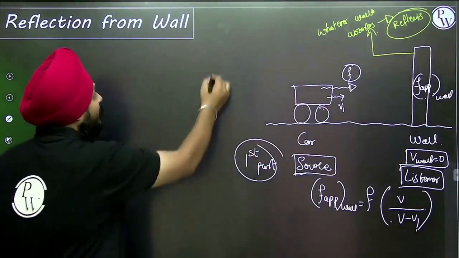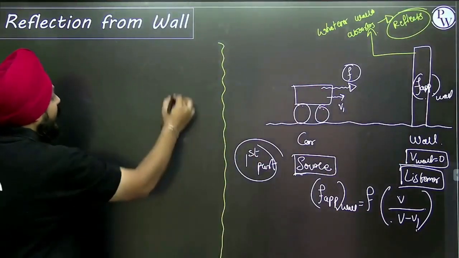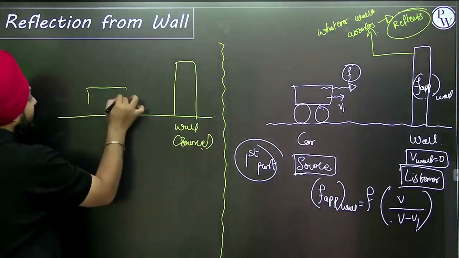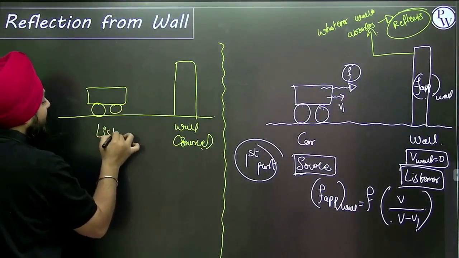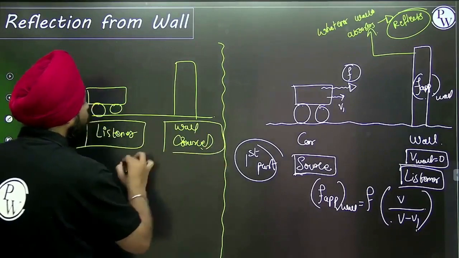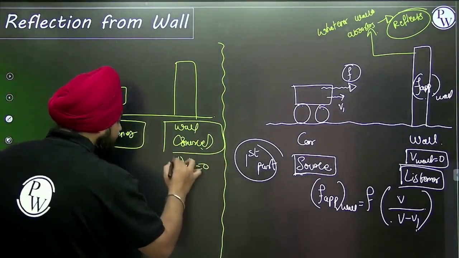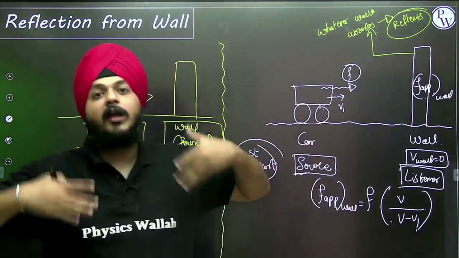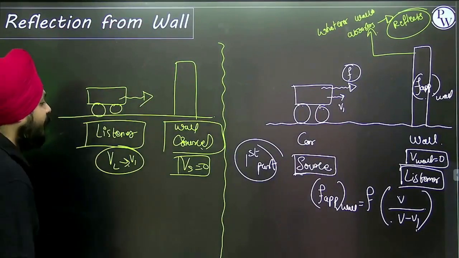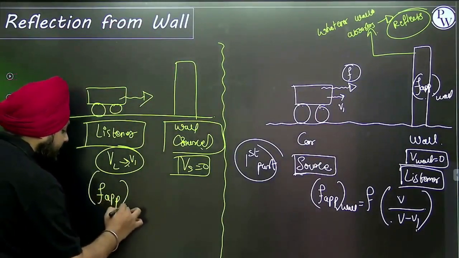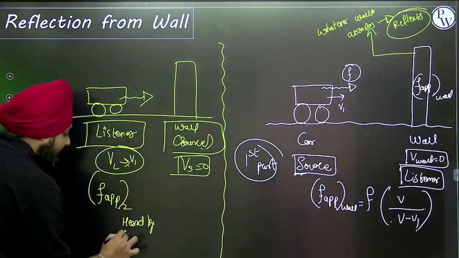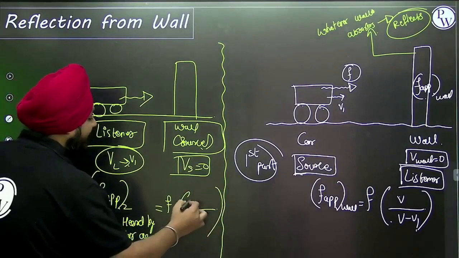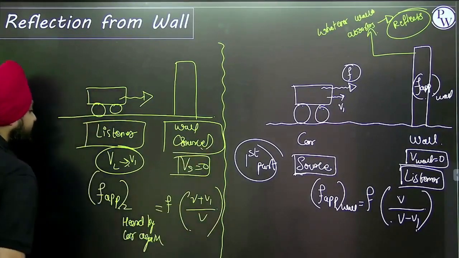Now here comes the second part. In the second part, the wall becomes the source and the car becomes the listener. The velocity of the source is zero and the velocity of the listener is V1, moving nearer to the wall again. Here the apparent frequency F'' heard by the car again will be equivalent to F'. Now the velocity of the source is zero, and this should increase. It's V plus V1 by V.